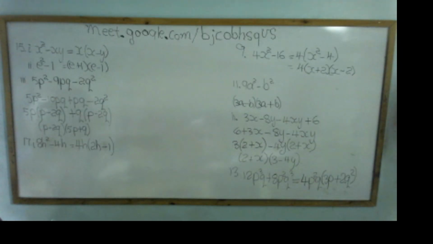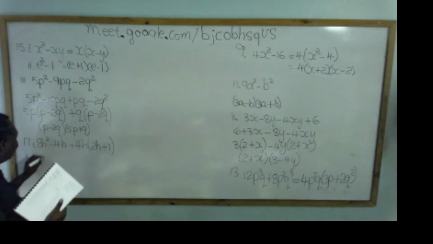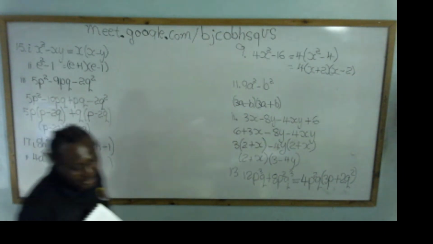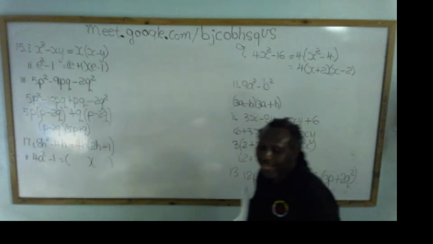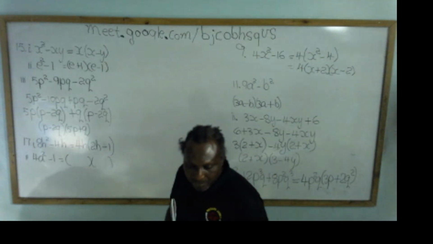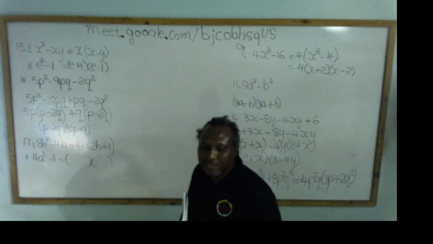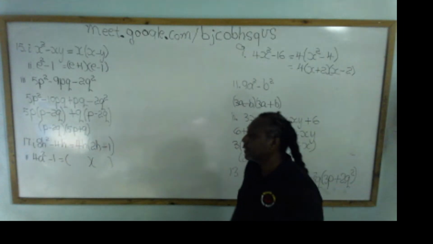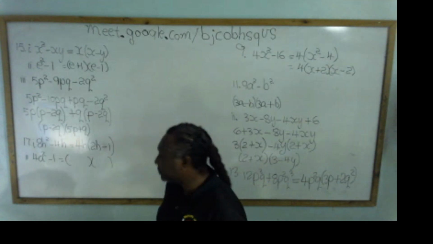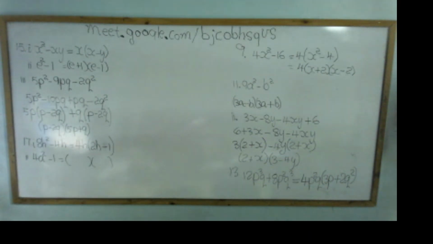4a squared minus 1 is your favorite. Roman 2, 4a squared minus 1. That's your difference of 2 squares. 4a squared minus 1. That, of course, is a difference of 2 squares. What do you say about that one?